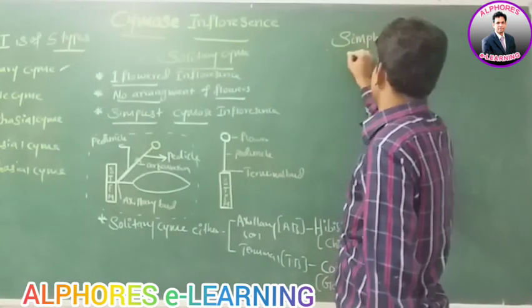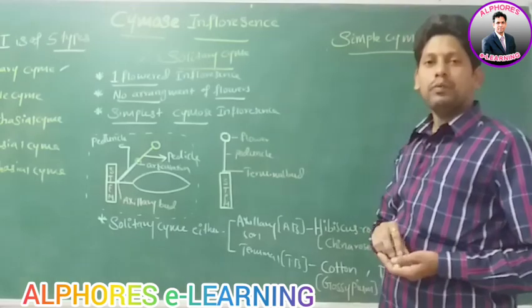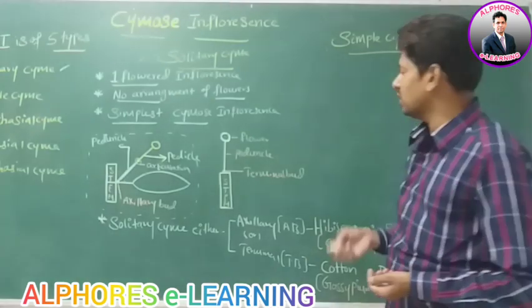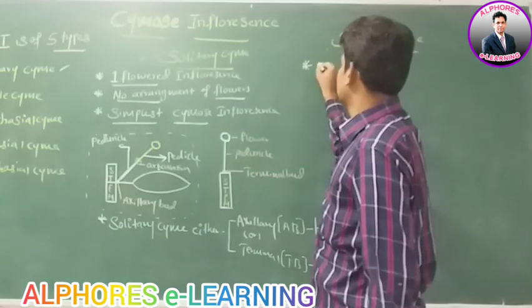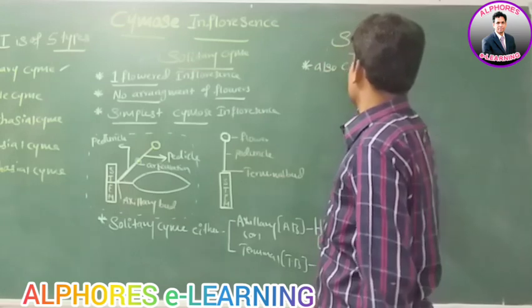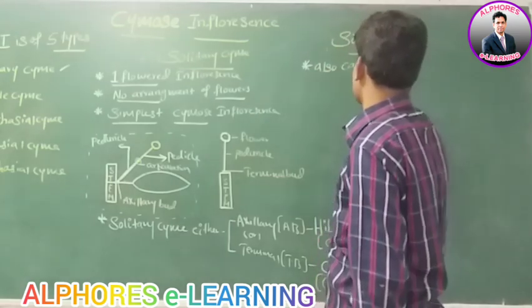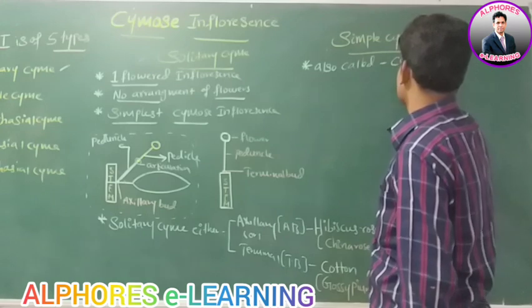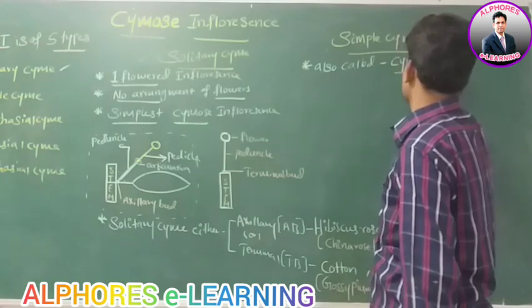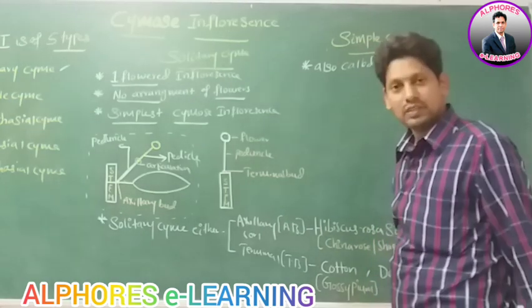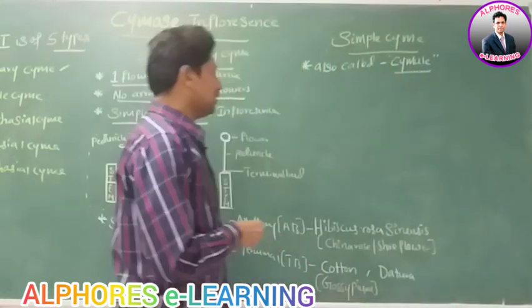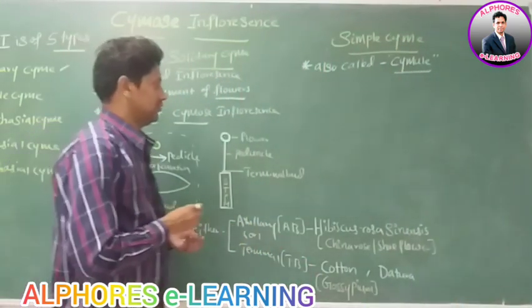Simple cyme is also called a cymule. What is another name of simple cyme? It is also called a cymule. Is it okay? Right. Now listen to the statement. See the diagram carefully first.